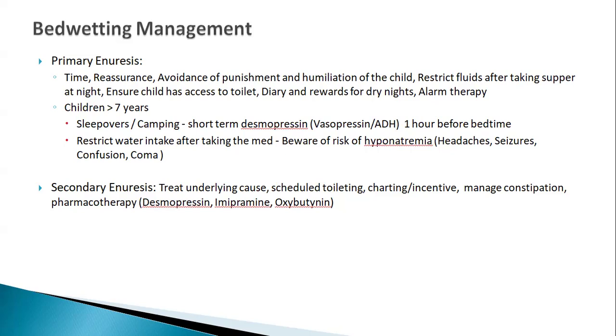And the effects of this could be headaches, seizures, confusion, and so on. For the secondary enuresis, because we already know some of the causes, like we discussed, like diabetes mellitus, like urinary tract infection, like meningitis, we can treat all these conditions. We can manage them. Then we can also introduce pharmacotherapy like desmopressin, imipramine, and oxybutynin.